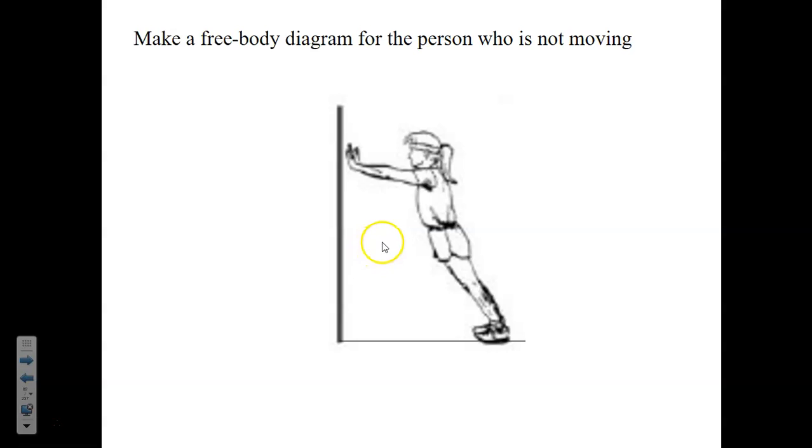Okay, let's draw a free body diagram. We've got a girl here who's stretching her calves, doing the wall stretch. So let's draw a force diagram for her. Okay, so let's see. Forces acting on the girl. We've got gravity, force of gravity on the girl by the Earth. That's down. Oh, I guess I forgot to mention, I forgot to question you. Are the forces balanced or unbalanced on the girl?